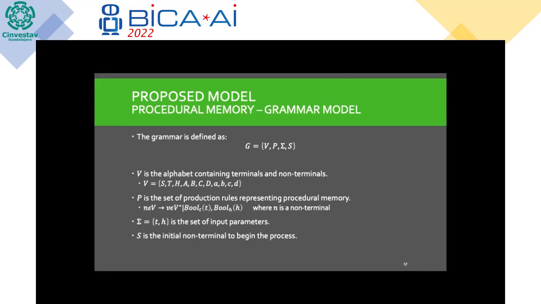It also has a set of production rules representing procedural memory with the form you can see right below. An element non-terminal in B produces an array of elements, terminal or non-terminal or even epsilon. Likewise in B, given two Boolean functions, these functions are dependent on the values of the parameters, which are element sigma of our grammar. And finally, we have an initial non-terminal to begin the whole process.